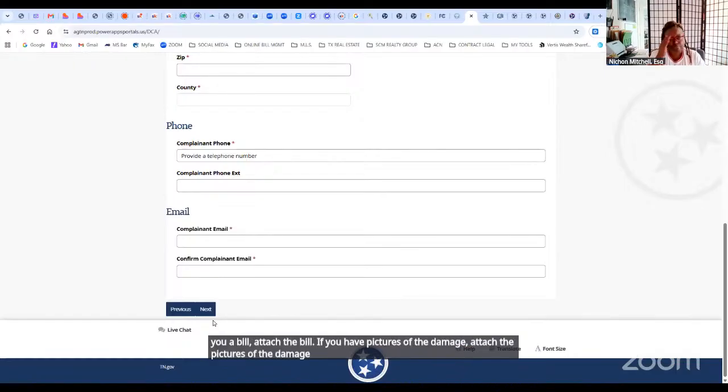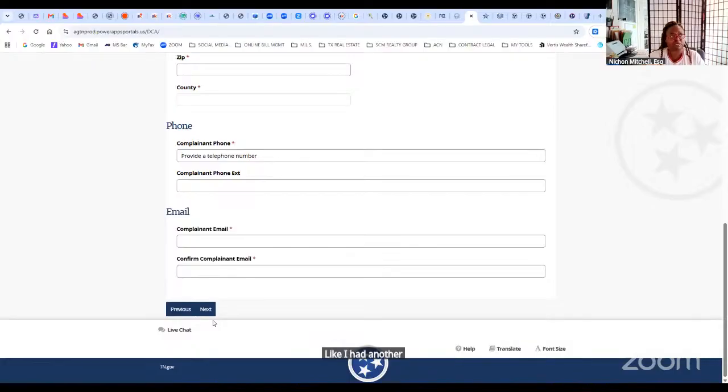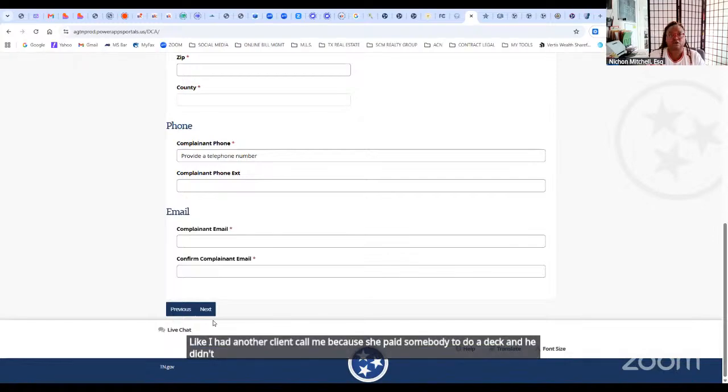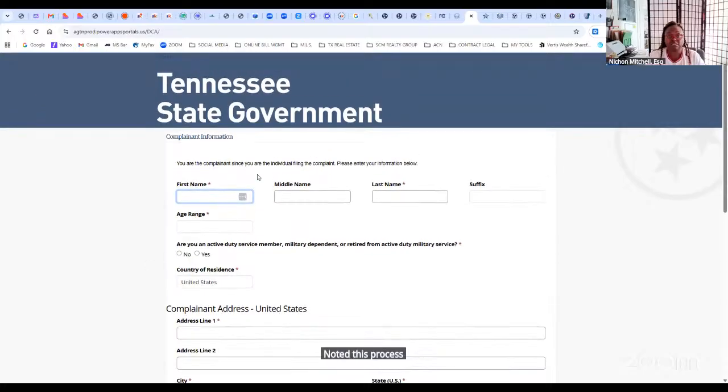And like I had another client call me because she paid somebody to do a deck and he didn't do the deck. So, we sent that to the attorney general's office. Then they took it up, but then they actually ended up forwarding it to their investigators. And we ended up getting some help that way. So just know that this process is here. So this is the Tennessee Attorney General complaint.